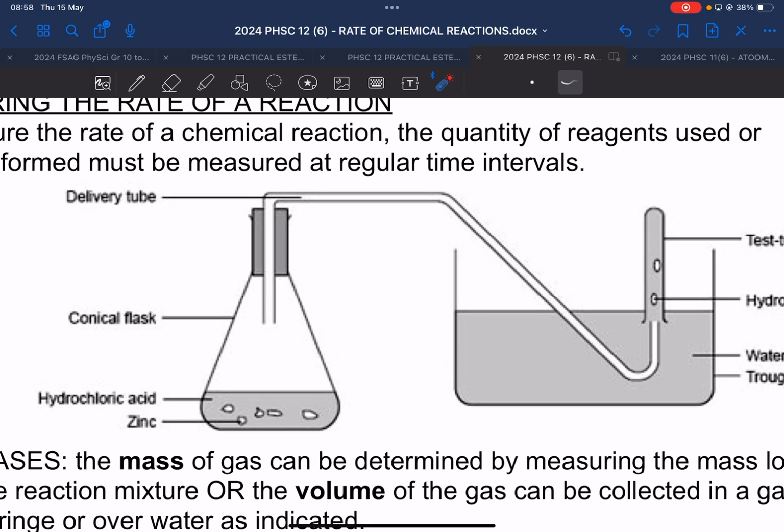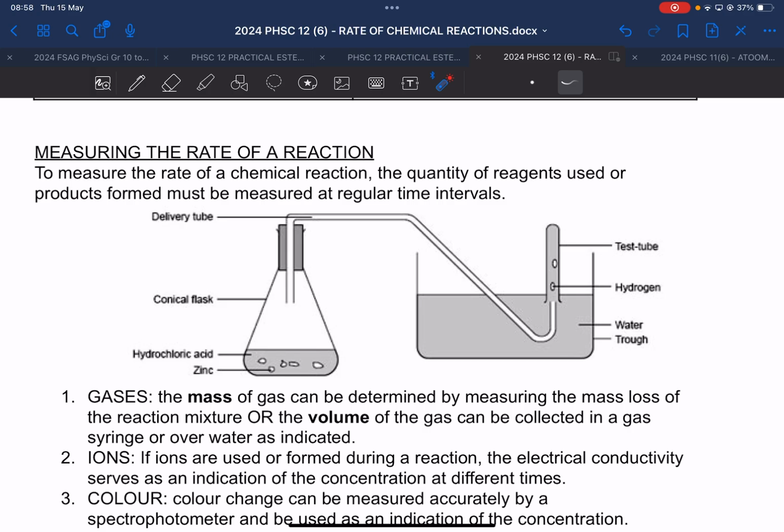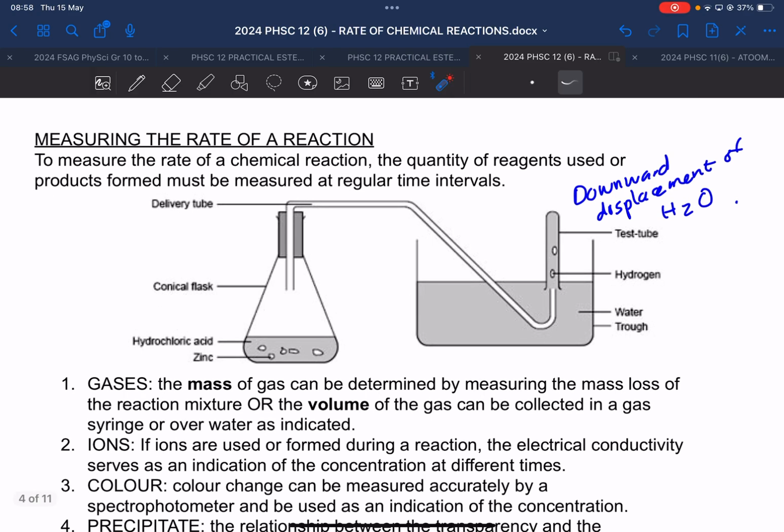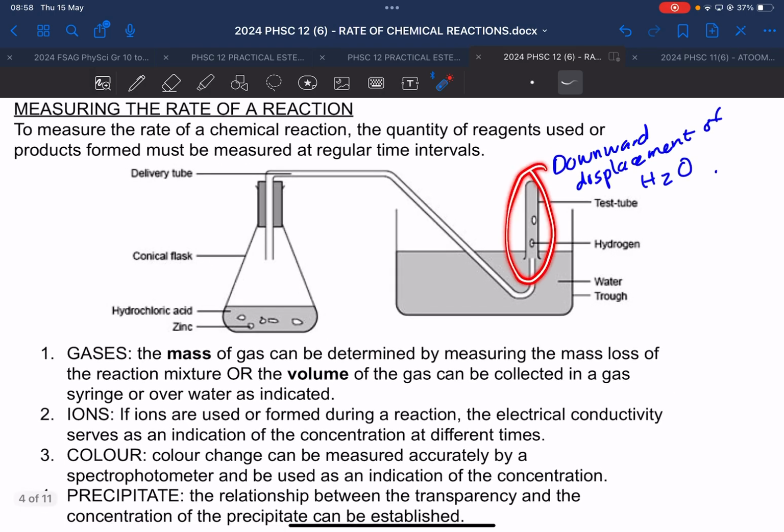So if we want to calculate the rate of the reaction, we would say, right, after 1 second, how much gas is formed? 2 seconds, how much? 3 seconds, how much? 4 seconds, how much? All right. Okay, so this is called the downward displacement of water. Did you write that down? Downward displacement of water. Okay, right, so this is one way in which you can determine the rate of gases.